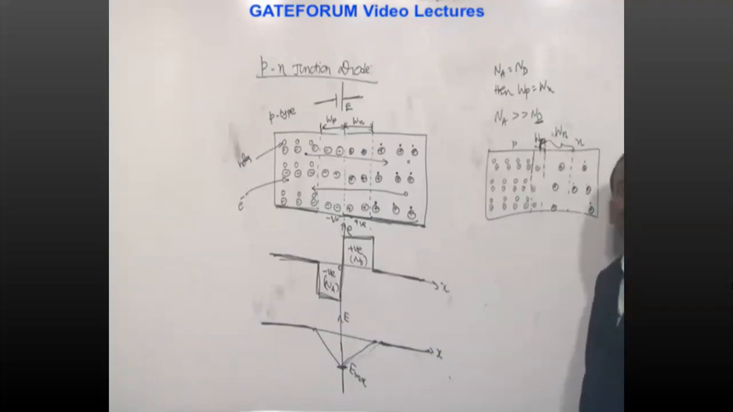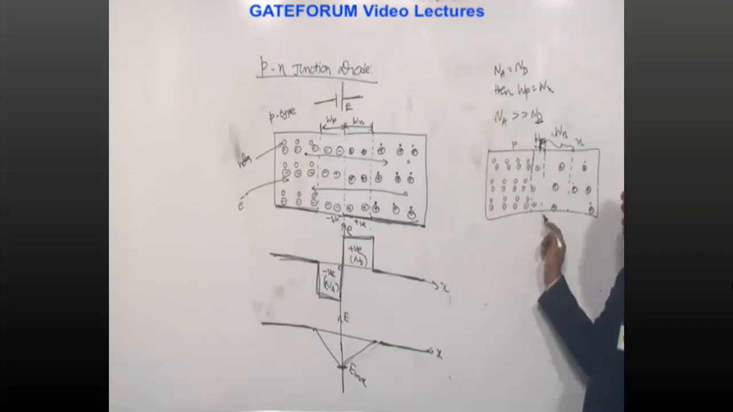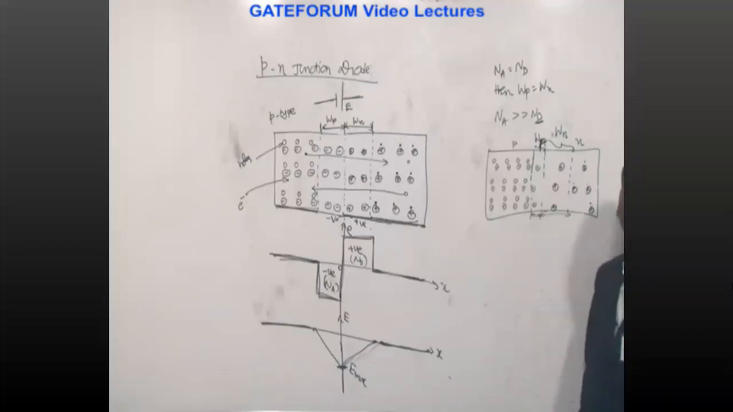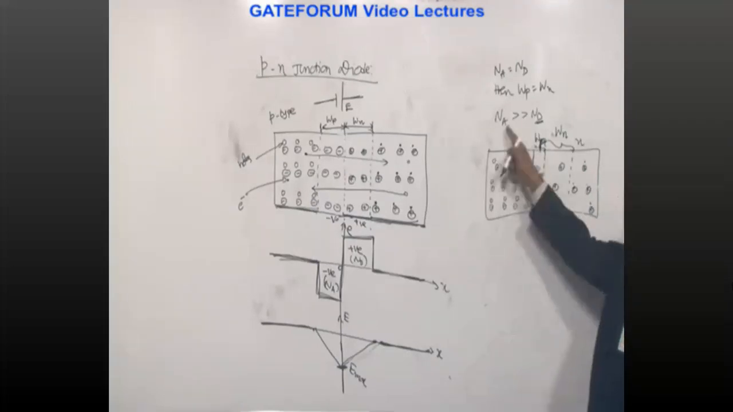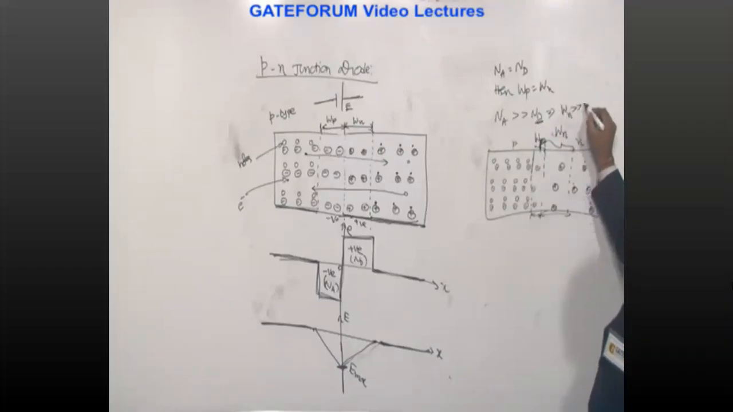So what is the meaning of this? With more doping, the width of the depletion layer is less. So the depletion layer will penetrate more into the lightly doped region. In this case, the lightly doped region is the n-type semiconductor. Therefore, the depletion layer will be more in the n-type semiconductor, less in the p-type semiconductor. Clear that point? The depletion layer will penetrate more into the lightly doped region. If Na is far greater than Nd, then Wn is far greater than Wp.